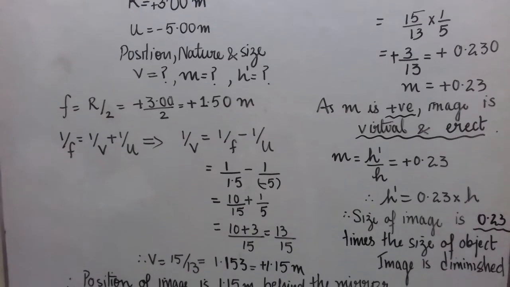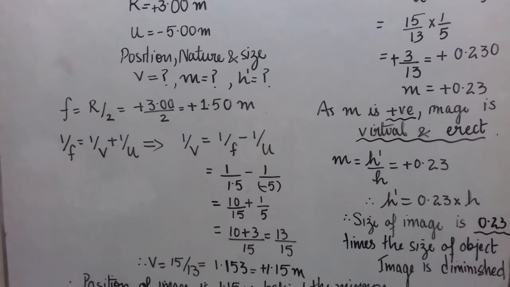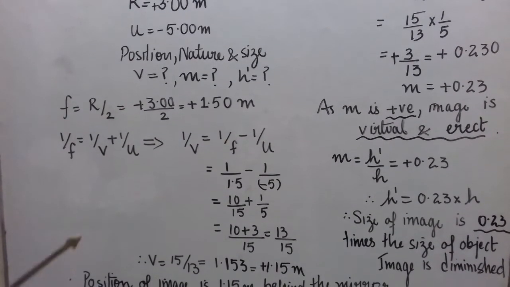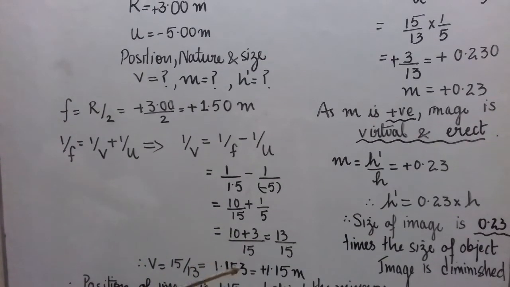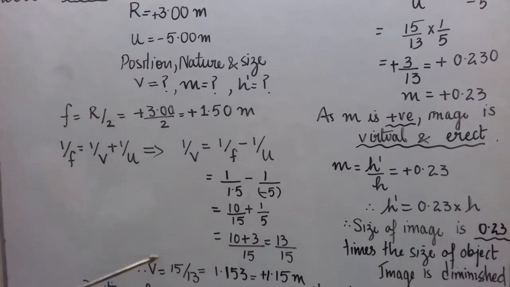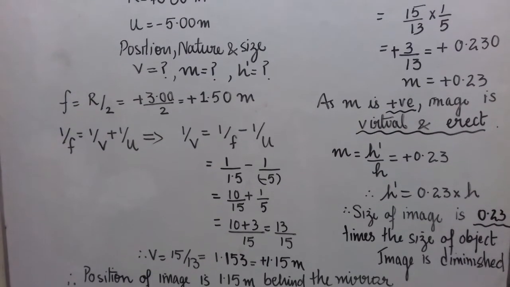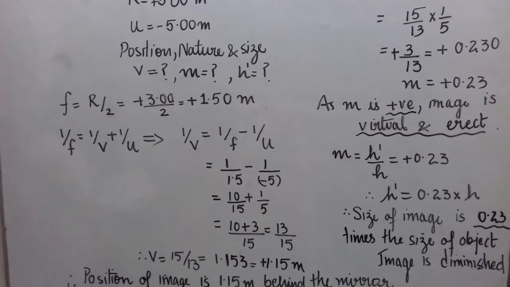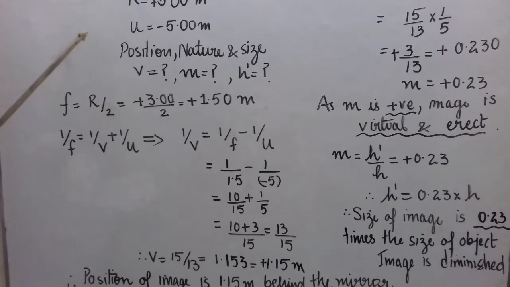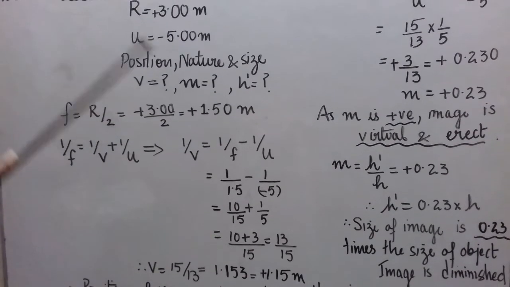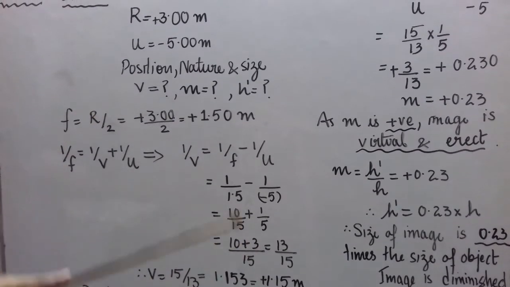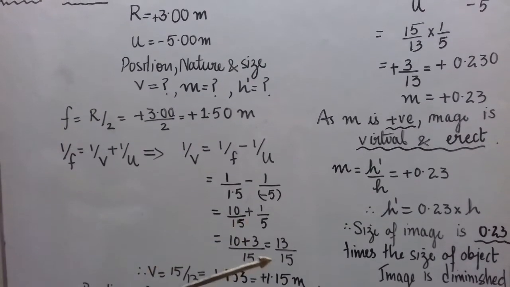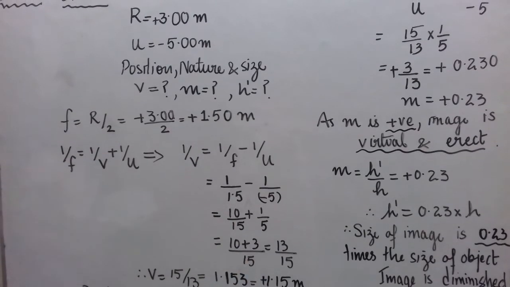Hope you have understood this numerical. Just do remember that you should write the proper units. Using convention, you should put the proper sign. And in this case position, you should mention whether the image is lying in front of the mirror or behind the mirror. If height of object would have been given, then we are supposed to find the exact height of image. But in this case, we'll just write it is how many times the size of object. Okay?